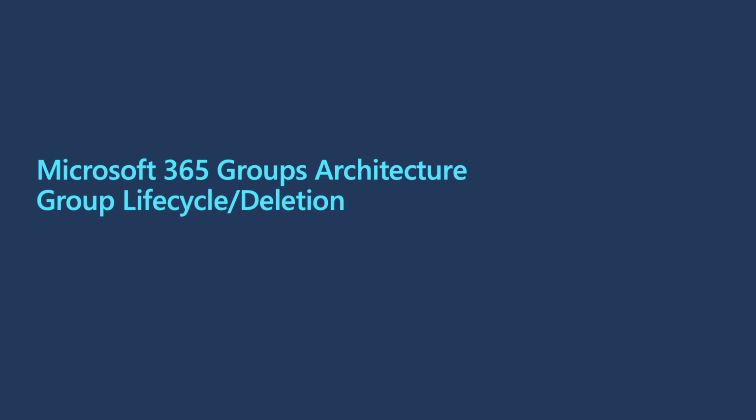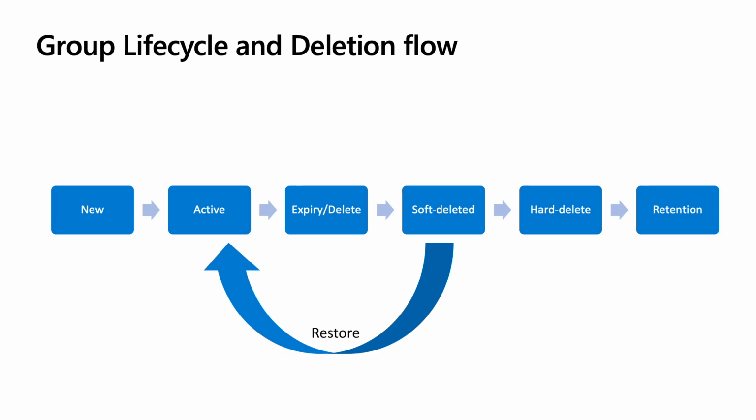Now let's take a look at the group's lifecycle. As you can imagine, all groups start with a new state when the user creates them. And as the group starts to get activity, we put it in what is called the active state. Depending on whether your company has enabled expiry policy, we keep tracking the group to see if the group is actually active or not. If the group is not active, then we automatically trigger a deletion process and it gets moved to a soft deleted state.